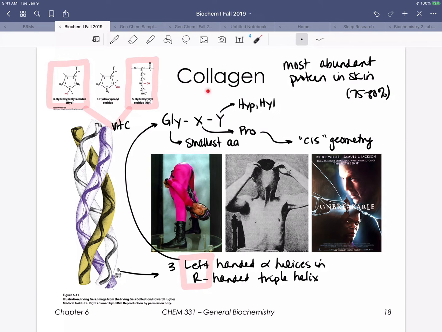And as animals age and tissues age, your collagen gets more and more cross-linked, and that results in tougher and tougher tissue. So that's what happens with very old meat in old animals, as it gets tough compared to younger meat. So again, this is a very abundant protein in skin. You'll obviously hear a lot about collagen and women.